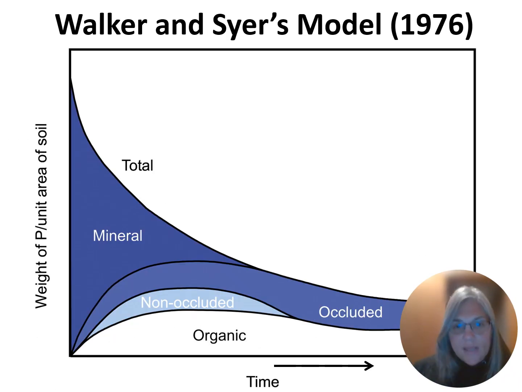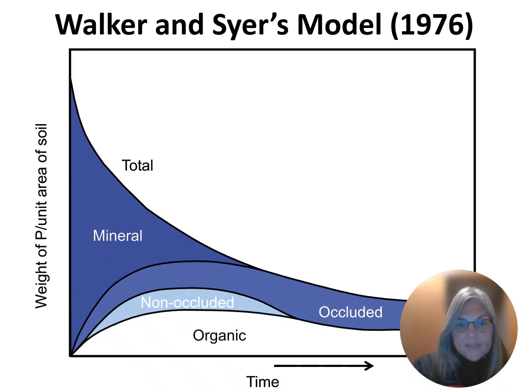And there's this hypothesis or schematic that two scientists, Walker and Syers, came up with in about 1976 to try to understand phosphorus availability over time in ecosystems and soils of different ages. So on the x-axis we have time, and on the y-axis we have a unit of phosphorus.